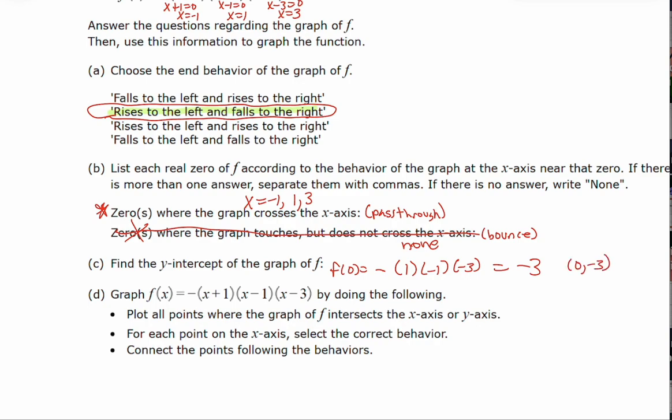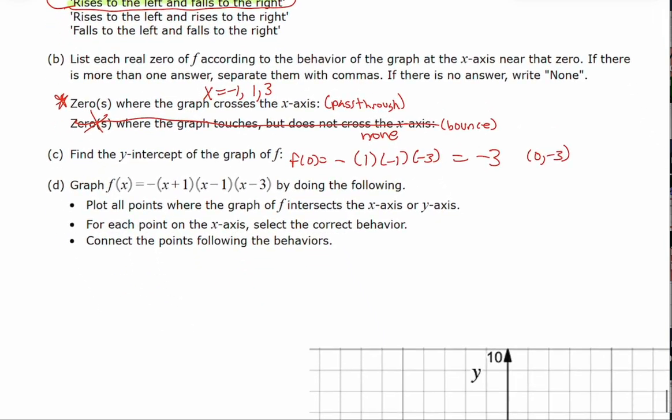Now it says, we're going to graph it. Plot all the points where the graph intersects the x and y axis. That is what we've already found. We are going to hit negative 1, 1 and 3. We're going to hit the y-axis at negative 3. So let's do that first.